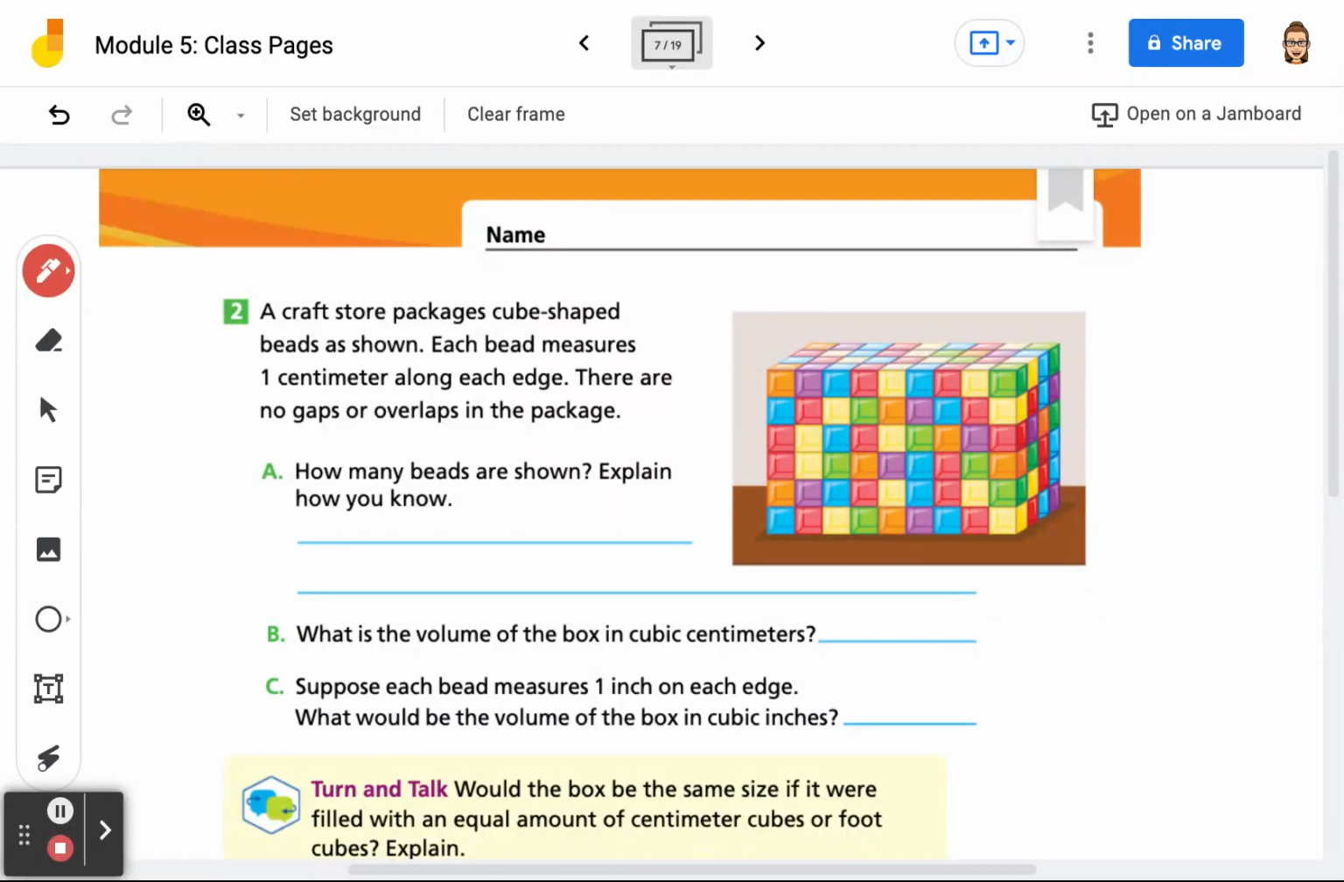So if we go across, there are 1, 2, 3, 4, 5, 6, 7, 8, 9. In the back, there are 1, 2, 3, 4. So we would have 9 times 4, which equals 36. And if we count up or down, 1, 2, 3, 4, 5, 6. So we're going to do 36 times 6. 6 times 6 is 36. 6 times 3 is 18, plus 3 is 21. So we're going to get 216 beads.